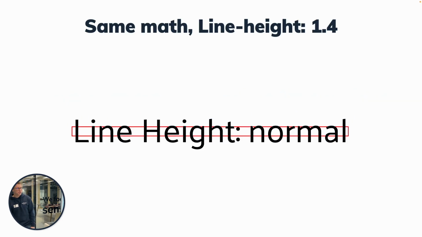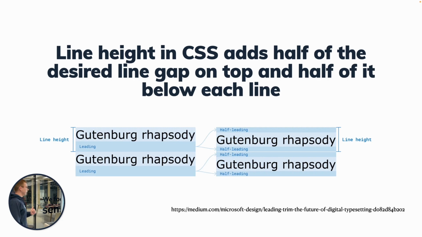Because, for example, if we just set the line height to 1.4 and we do the exact same math, we're going to have too much of negative margin, right? We're going to shrink the box too far down. It's going to be too small. And there's one thing to remember about line height. So for line height in CSS, it always adds half of the desired distance between the lines on top and the other half in the bottom of each line.